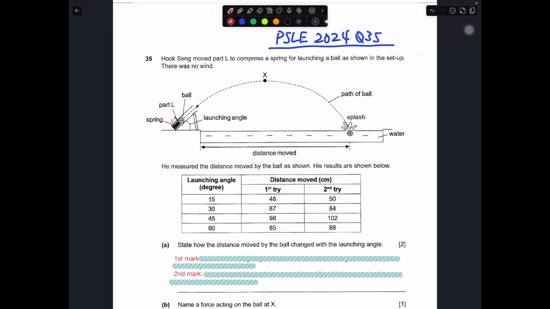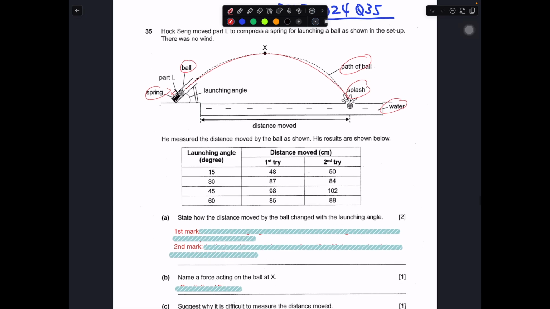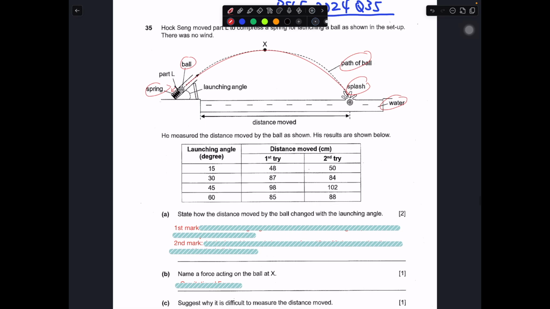His result is being shown over here. So you have the path of the ball being taken over here and then it lands in the water. Okay, so certain words like spring, the ball, the path of the ball, the splash, the water, these are more or less quite important words that maybe later you might use. So he measured the distance moved by the ball as shown, then this is the result.